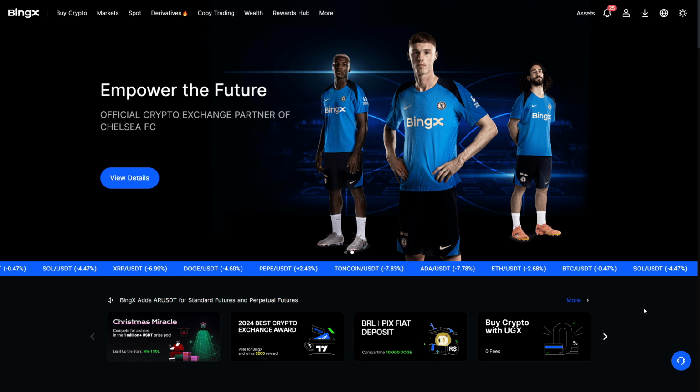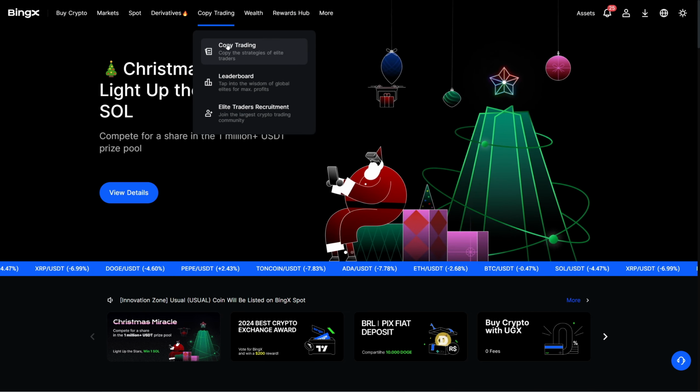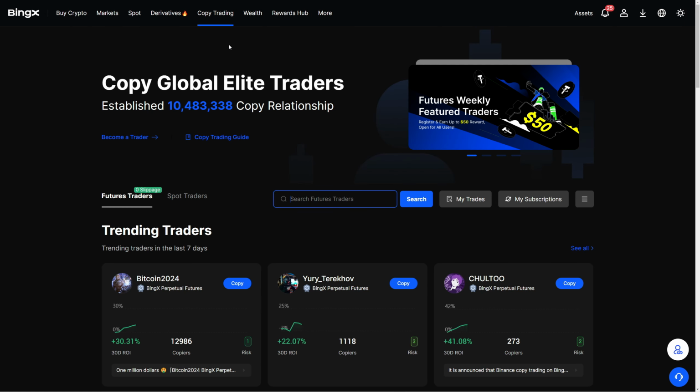Now that you have created your BingX account with the 10% fee cashback, you can go over to copy trading in the top left section and then click on copy trading. And now we are in the copy trading dashboard of BingX.